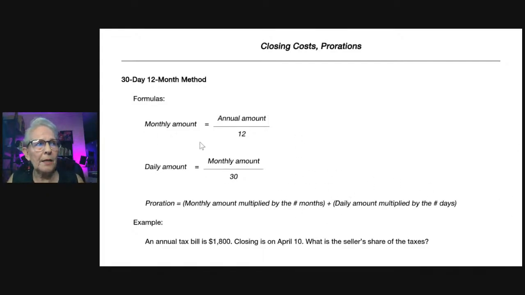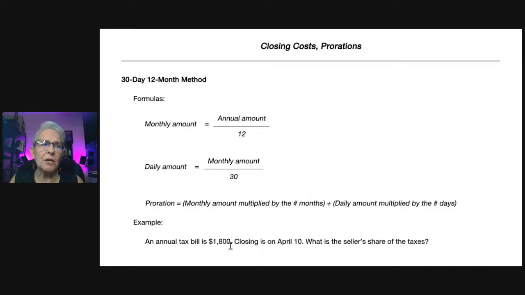Okay, so a monthly amount is the annual amount divided by 12. That's for prorations. Daily amount equals the monthly amount divided by 30 days. So proration equals the monthly amount, say $1,000, multiplied by the number of months, 12 months, because we're doing it for the whole year. Prorations are done for the 12 months, plus the daily amount multiplied by the number of days.